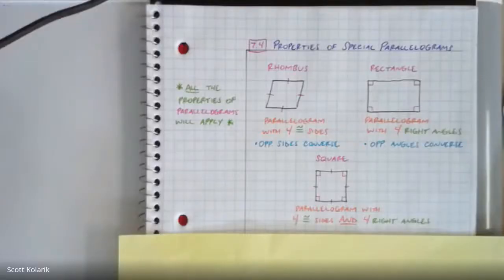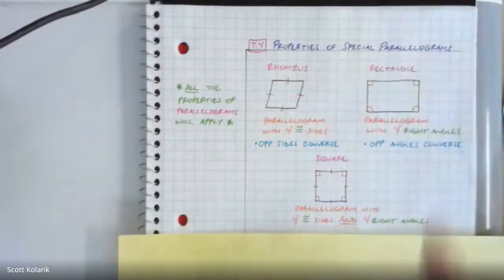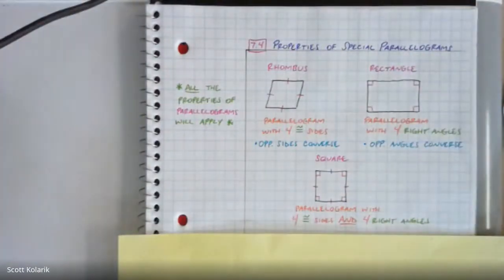All right, Chapter 7, Section 4, Properties of Special Parallelograms. So the important thing to understand here in this section is that we are still dealing with this special type of quadrilateral, namely a parallelogram. And the other important thing to understand is that as soon as a quadrilateral is given the name of parallelogram, immediately all of the other baggage comes along with that.